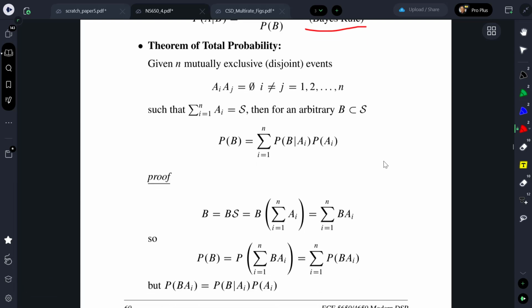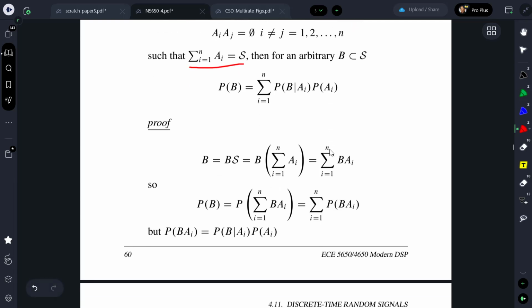Then we also have the theorem of total probability, which says that if you have n mutually exclusive sets or events, and they're such that they cover the entire sample space, then for an arbitrary set or event B, you can write it as an expansion of the conditional probabilities times the so-called marginal probability of the event A_i occurring. That could be another way of getting at the probability of getting the odd faces or the even faces or something in the die experiment.